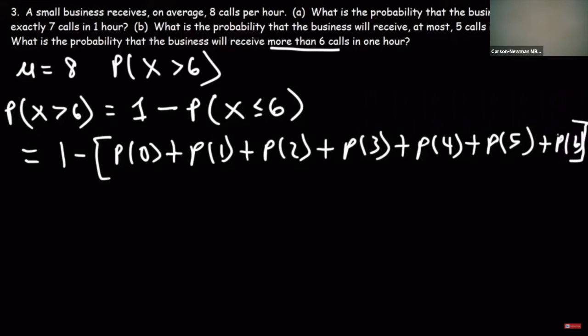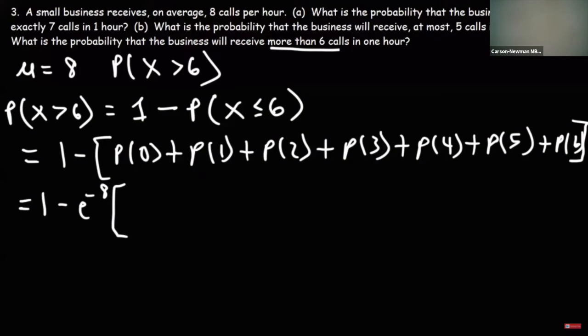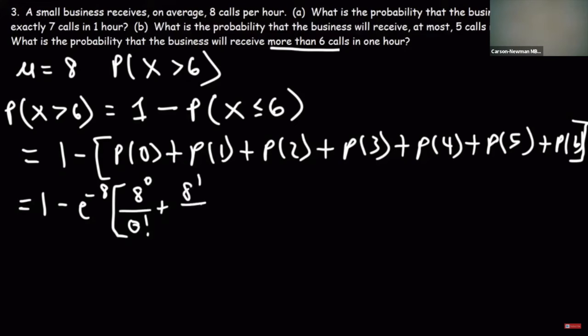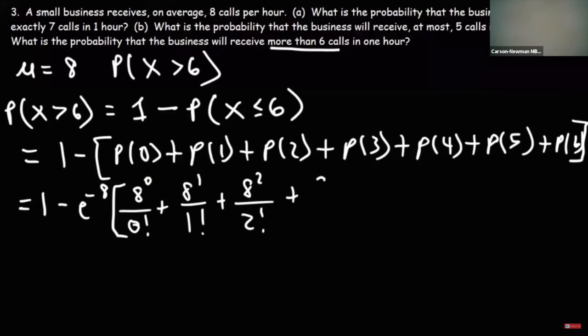And I'm going to add a space. So this is going to be 1 minus, we're going to use the same procedure that we did in part B. So it's e to the negative 8, and then times mu to the x over x factorial. So mu is still 8, x is 0. And then plus 8 to the first power over 1 factorial, plus 8 to the second power over 2 factorial. And we're going to repeat this until we get to 6.